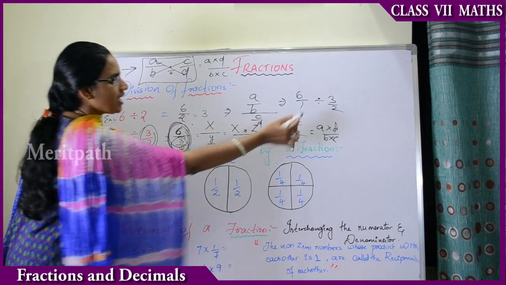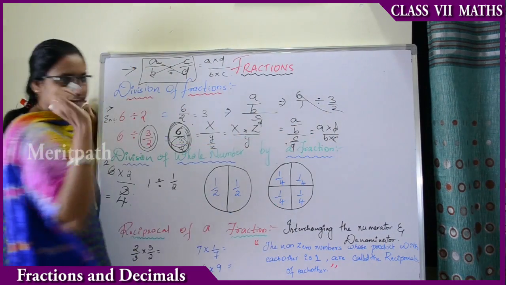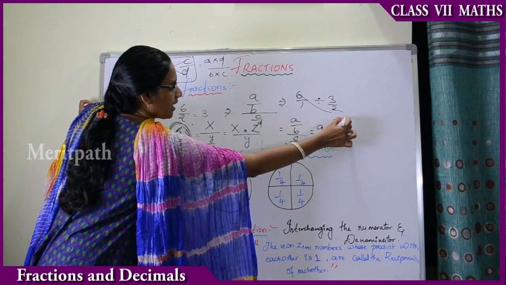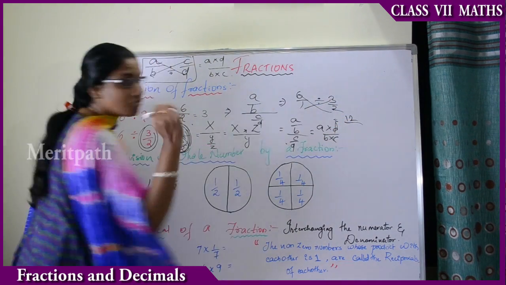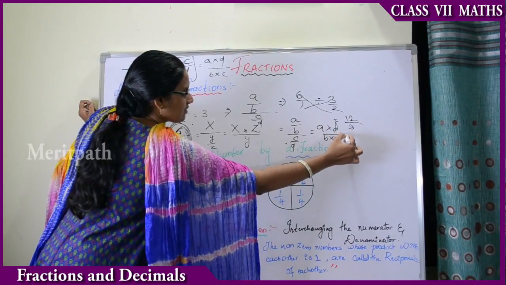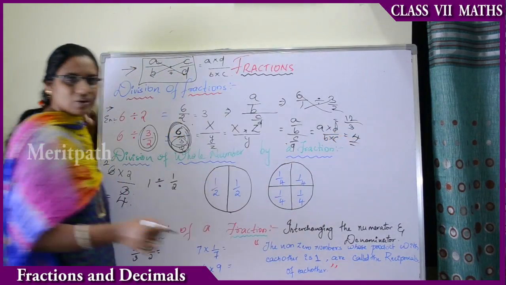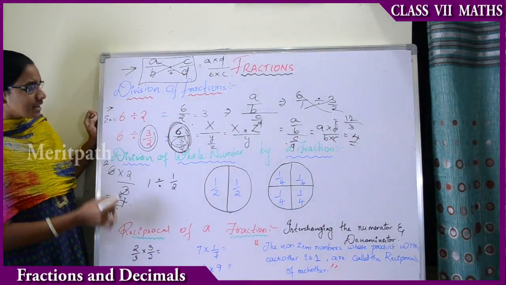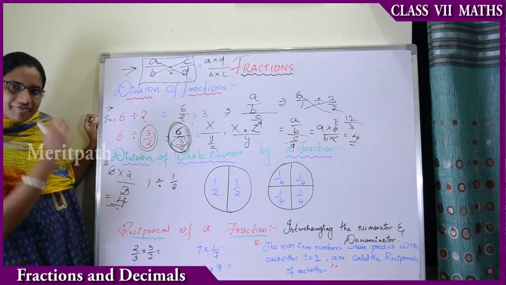Then in the same way, we will be taking 6 into 2, that is 12, divided by 3 into 1, that is 3. It is equal to 4, since 3 fours are 12. Okay, the answer is the same here. In this manner, we will be dividing the fractions.